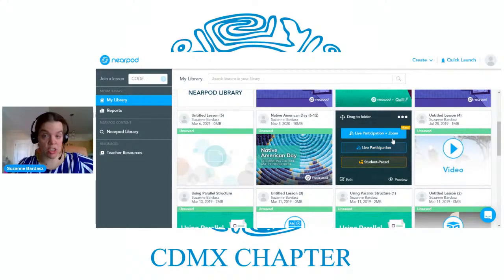Live participation and Zoom. So as I mentioned earlier, this is a new feature, and I believe this is a paid feature of Nearpod. You would have to pay to use it. But if you choose to use it, it looks like you're able to link the Nearpod with the Zoom. But what I'm going to show you are the ways you can do it even if you don't have this option for your account.